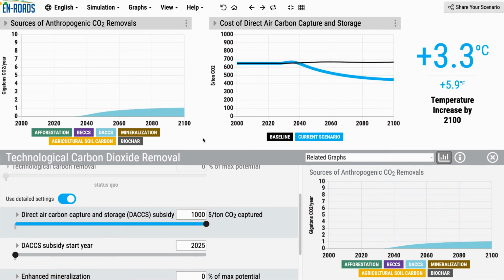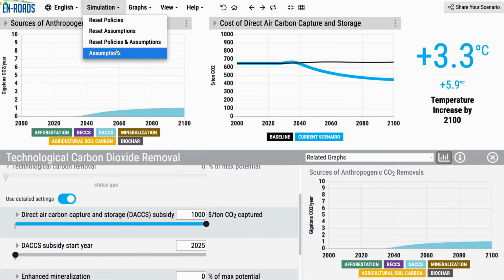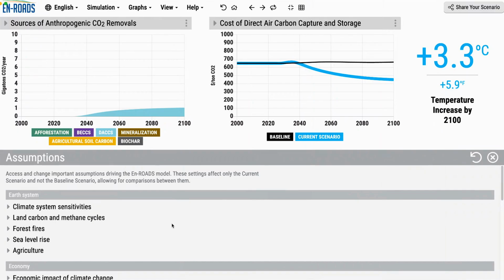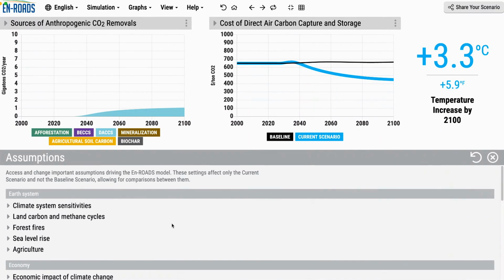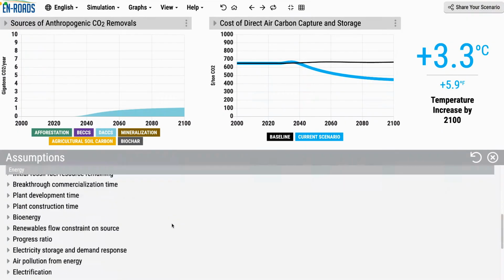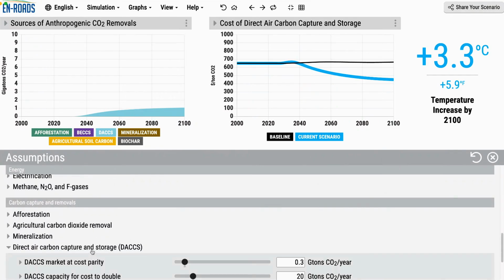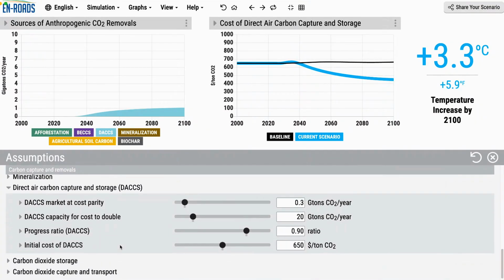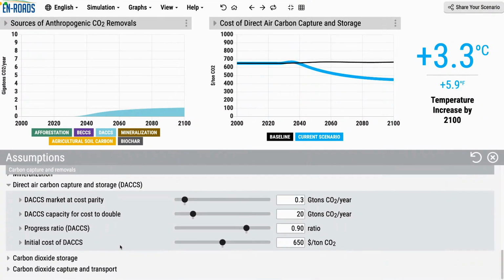This is such a small industry. We don't know how big it could grow. Therefore, it's very dependent on assumptions that we make about its growth and its prices into the future. So I encourage you to look under assumptions, scroll down to direct air capture, carbon capture and storage, and I'm going to focus on 2 most important assumptions.